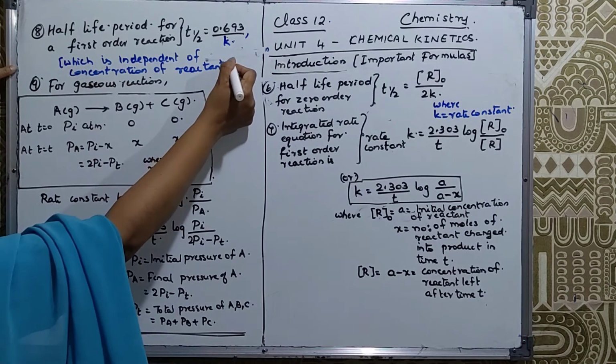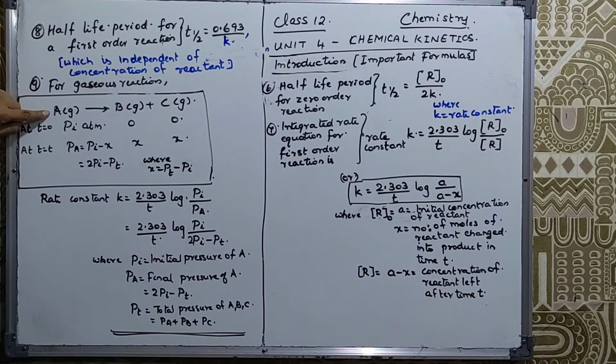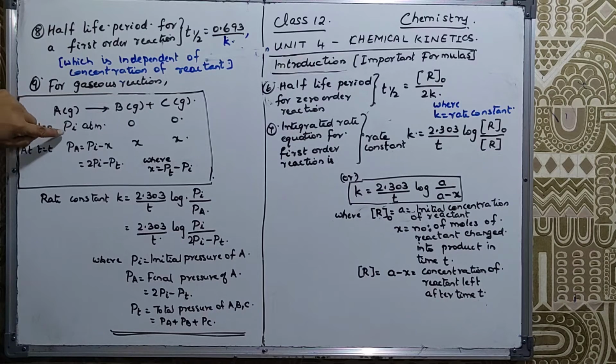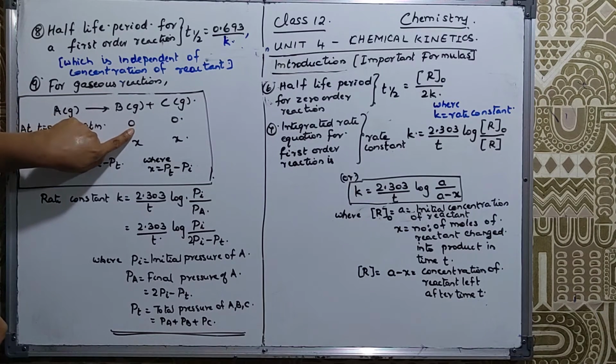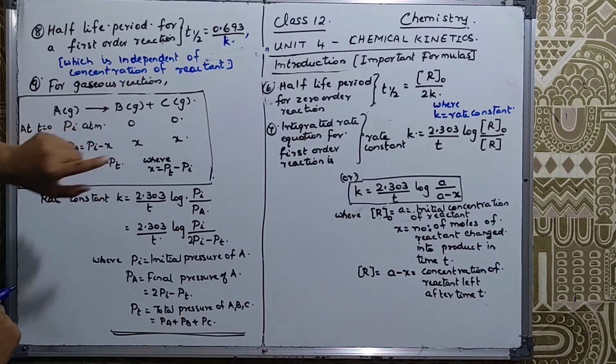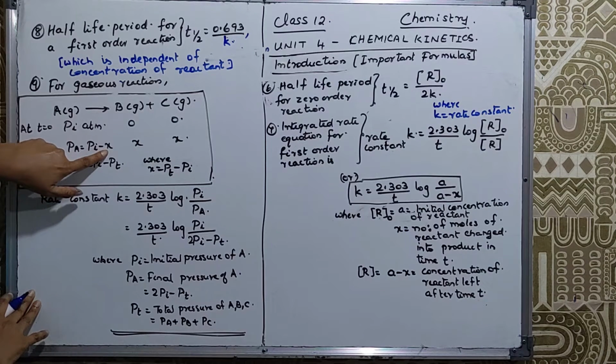Then the next one is for a gaseous reaction. For a gaseous reaction, A gas gives B plus C. At time t equals 0, Pi atmosphere is the initial pressure. At that time the products are absent, so 0 and 0 atmosphere is the pressure. But after time t, the pressure of A will decrease by x. So the new value of the pressure will be Pi minus x.